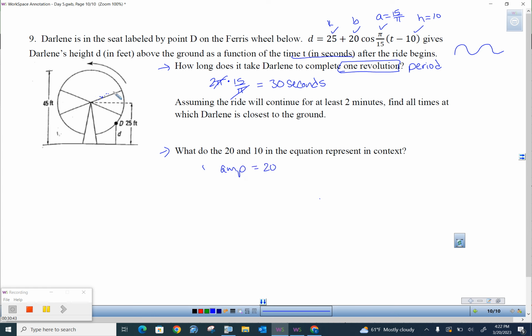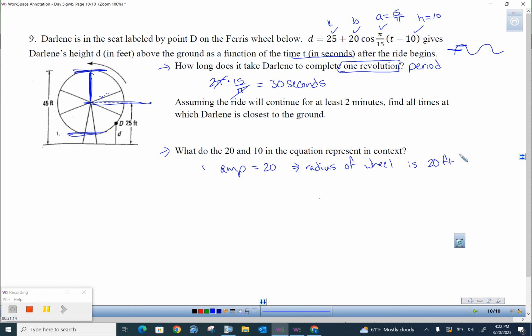Okay, so if we think about this, the amplitude is the distance between the maximum and the midline. So here's my maximum, here's my minimum, here's my midline. It represents this distance, which, if you remember from last chapter, is the radius of the circle. So our radius of the wheel is 20, and context tells us feet.